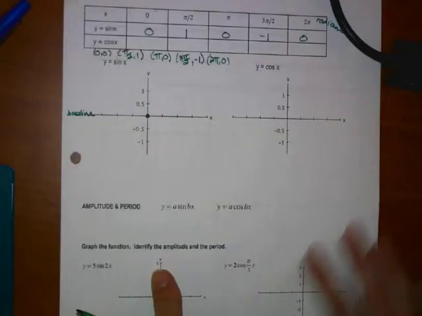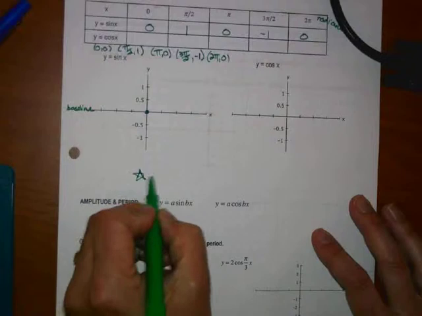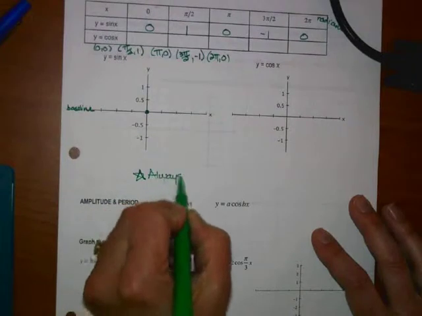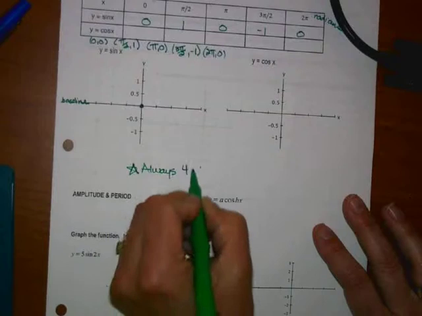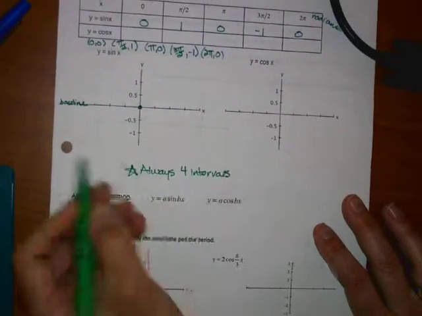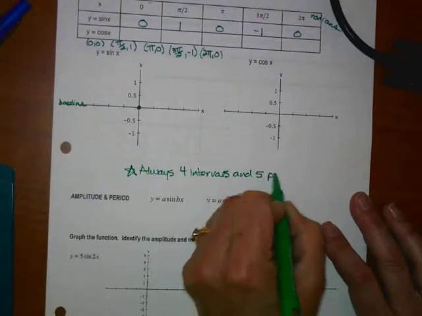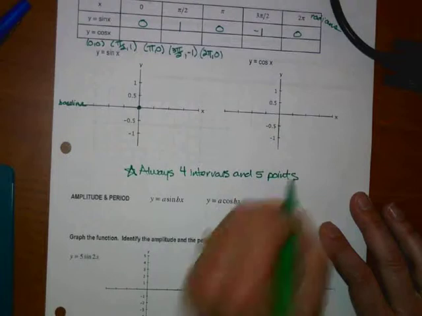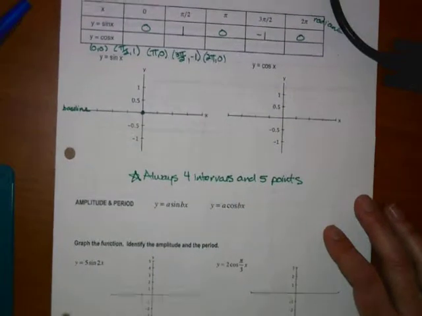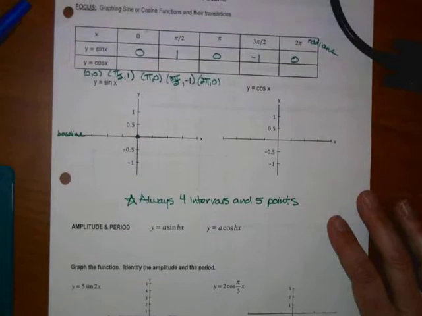So down here, I want you to make an asterisk to yourself or a star or whatever. There's always 4 intervals and 5 points. Always 4 intervals and 5 points for sine and cosine graphs.